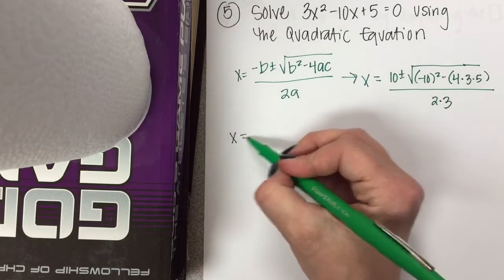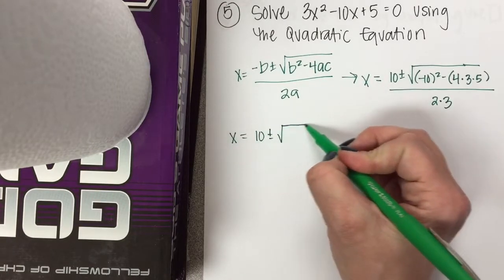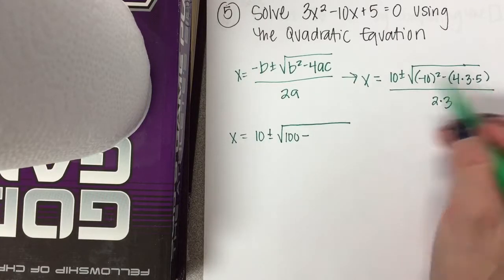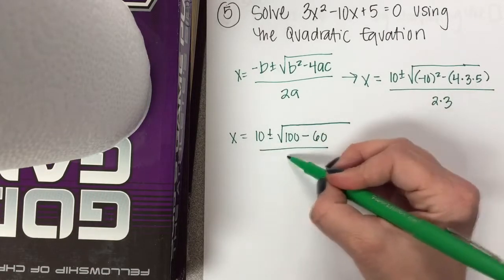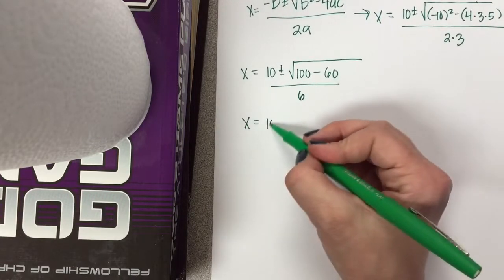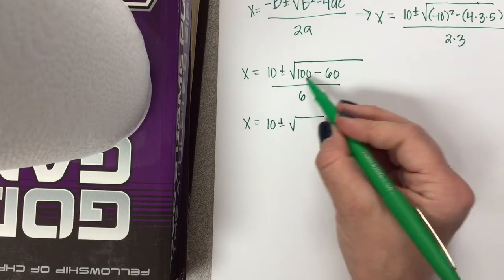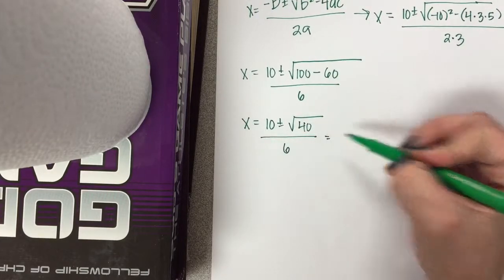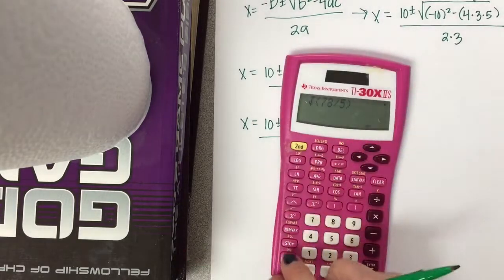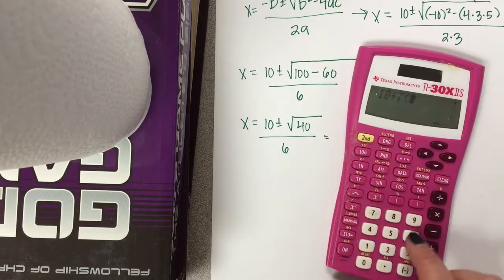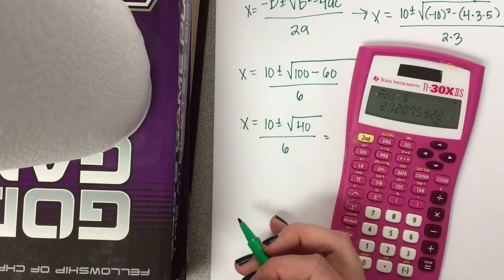So x equals 10 plus or minus the square root of 10 squared, which is 100, minus 4 times 3, which is 12, times 5 is 60, all over 6. So x equals 10 plus or minus the square root of 100 minus 60, which is 40, all over 6. So this is where I can just use my calculator. Okay, 10 plus the square root of 40. Hit enter, divide by 6, 2.7.